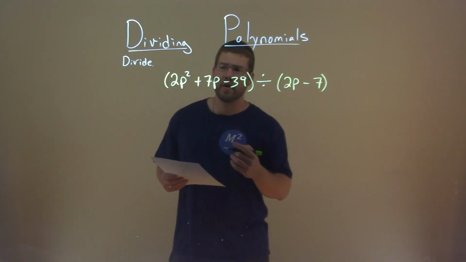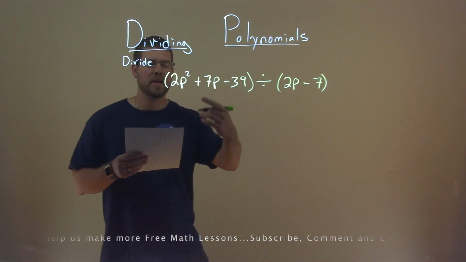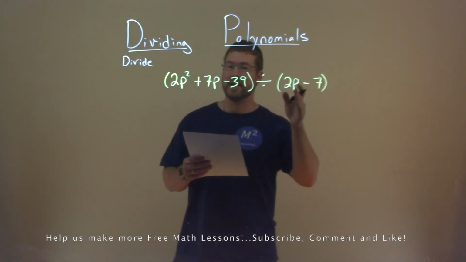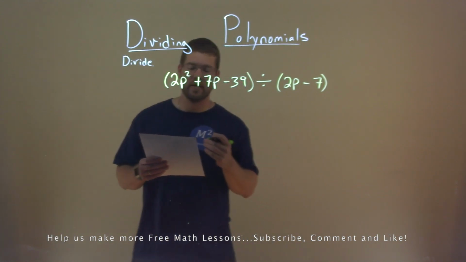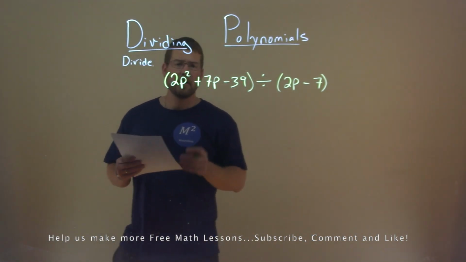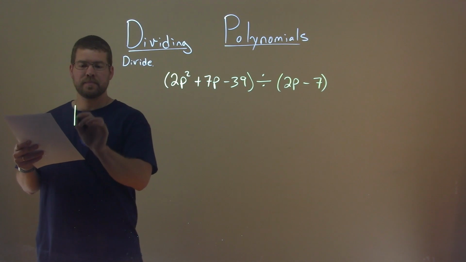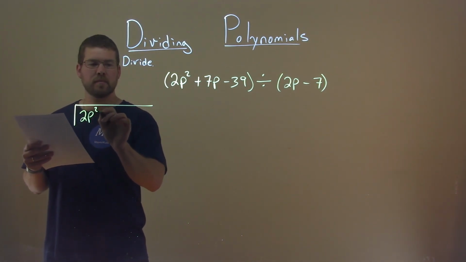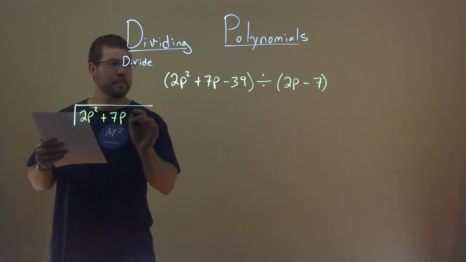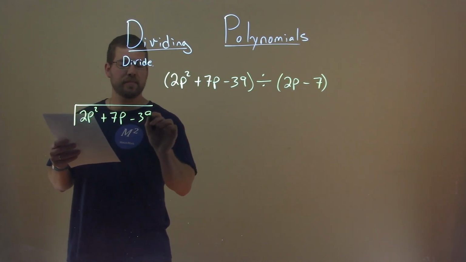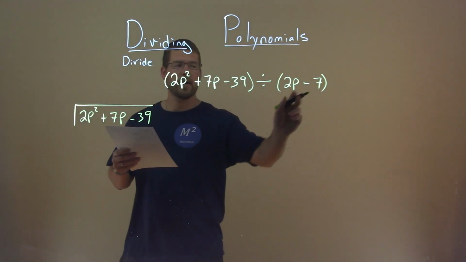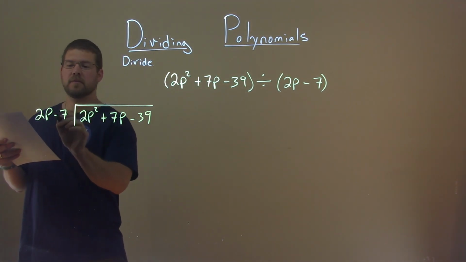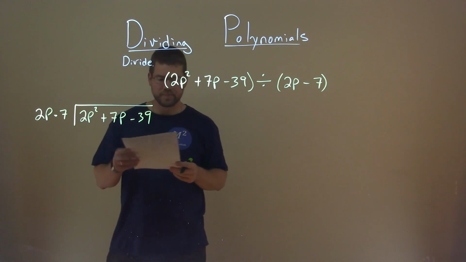We're given this problem right here, 2p squared plus 7p minus 39 divided by 2p minus 7. We need to divide this. Well, let's go set up long division here. We put this part in, 2p squared plus 7p minus 39. Now this 2p minus 7 can go out here. 2p minus 7. All right.